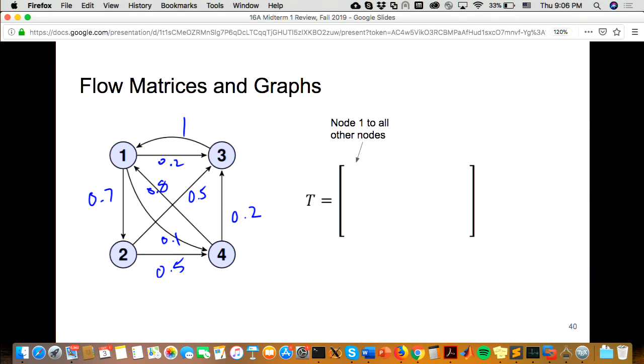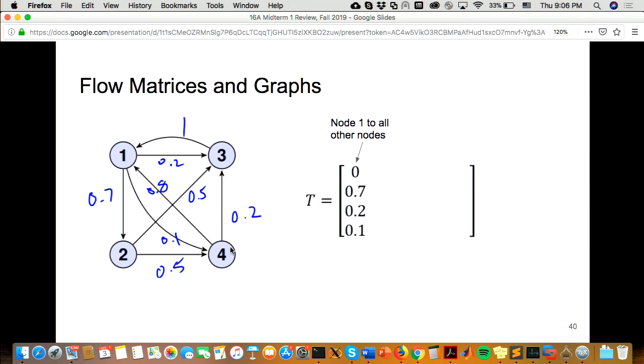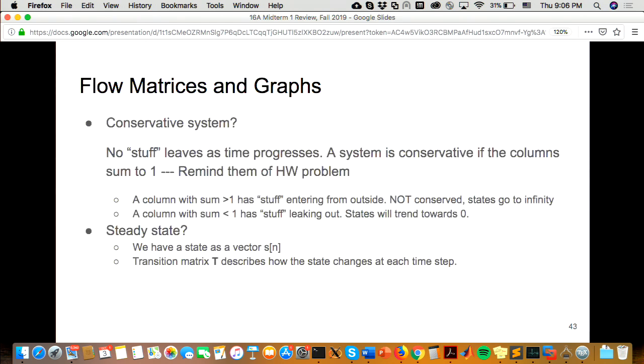So the columns essentially will tell me where stuff in node A will go, and the rows will tell me what's entering a node. You see that from 1 to 1 I have 0, 1 to 2 I have 0.7, 1 to 3 I have 0.2, 1 to 4 I have 0.1. But formally do out the equations, please. So what's entering 1? I just said 1 of x3 plus 0.8 of x4, right? Pick your way and construct the graph, the matrix.